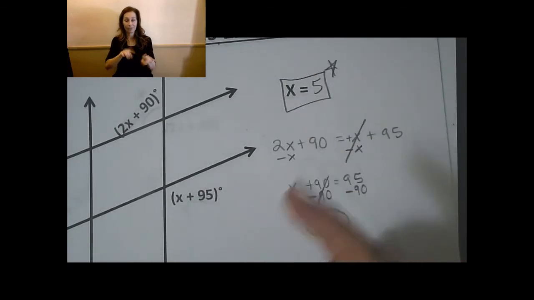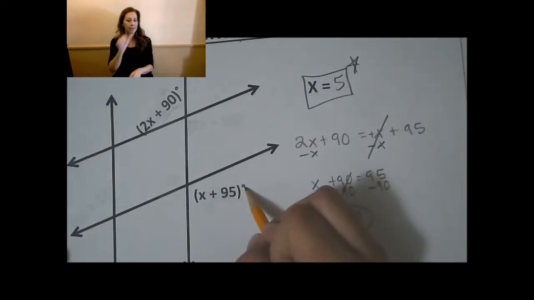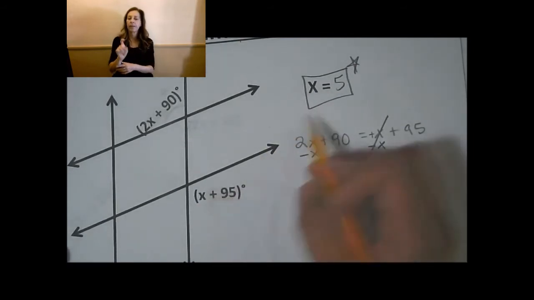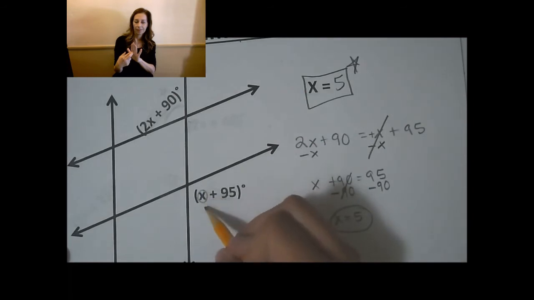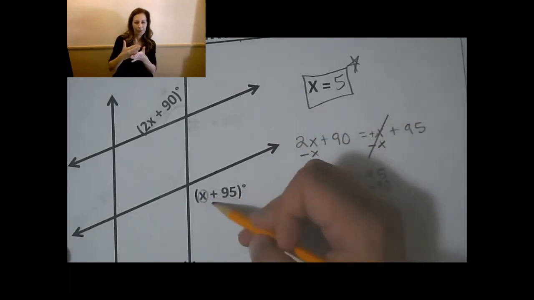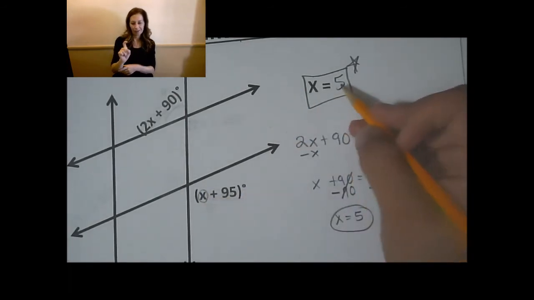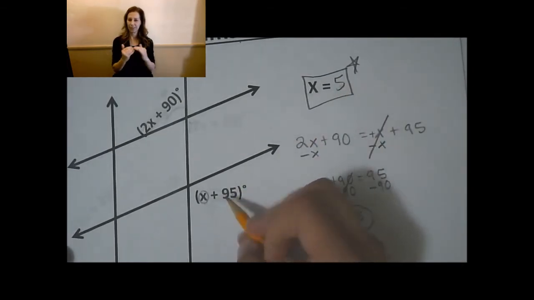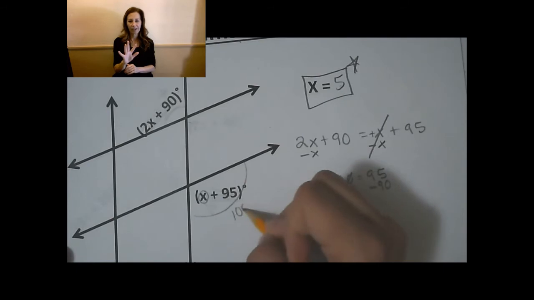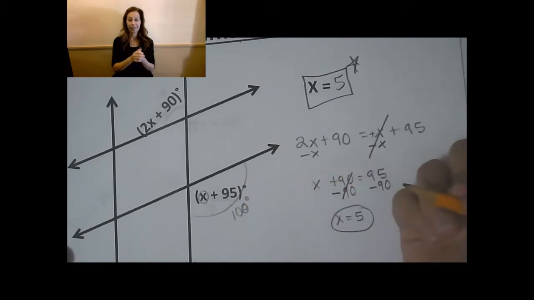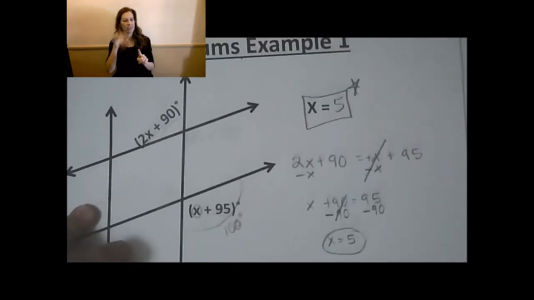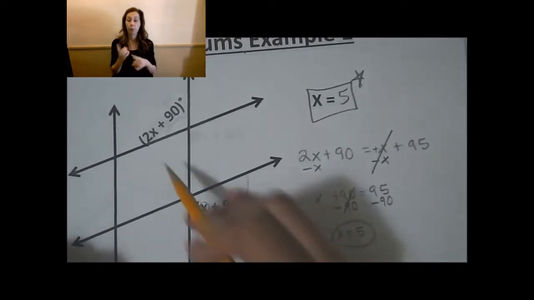I just solved what x equals. But x does not represent the degree measurement. X just represents this part, x and x. And if you think about it, x is 5, so what's 5 plus 95? This whole degree measurement is 100 degrees. Okay, but we're going to see that a little later. Right now we're just focused on trying to find x.